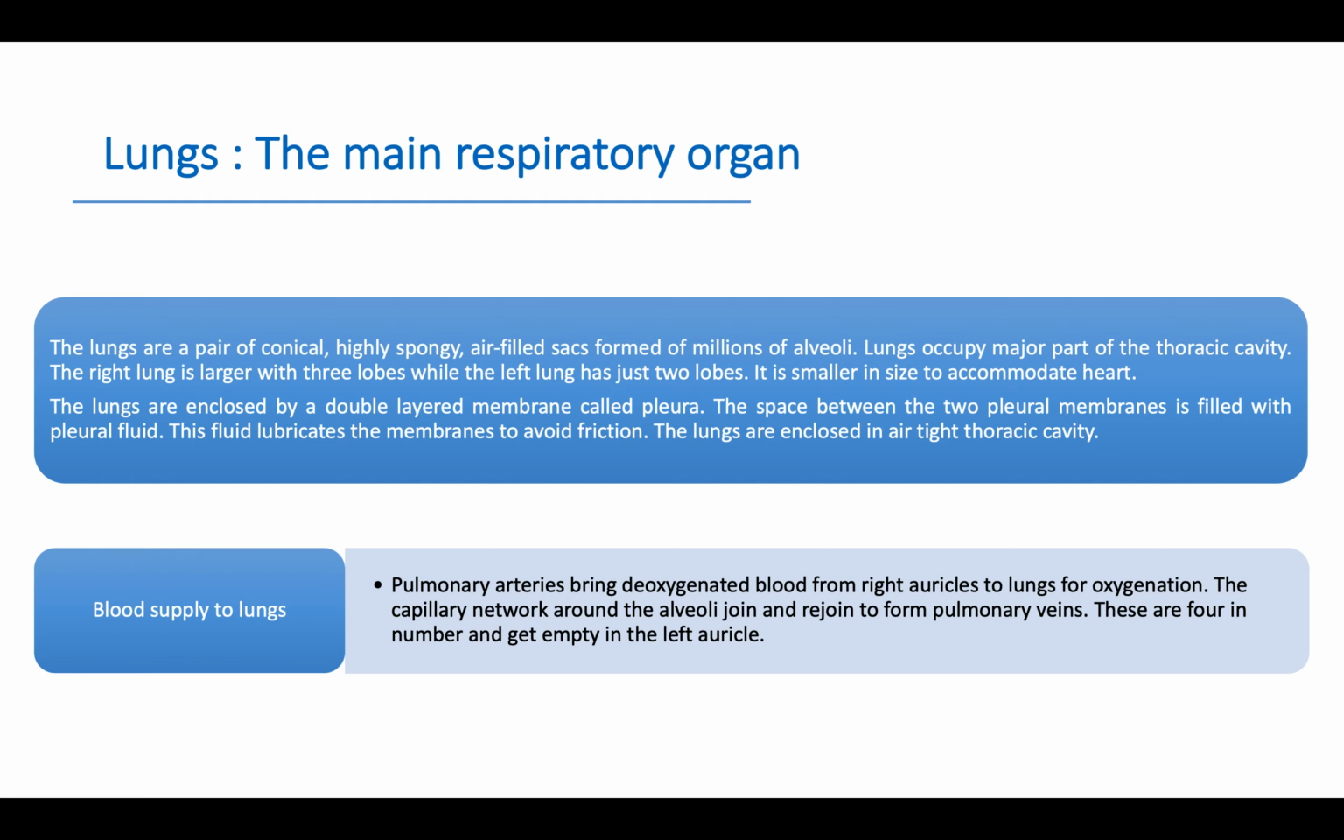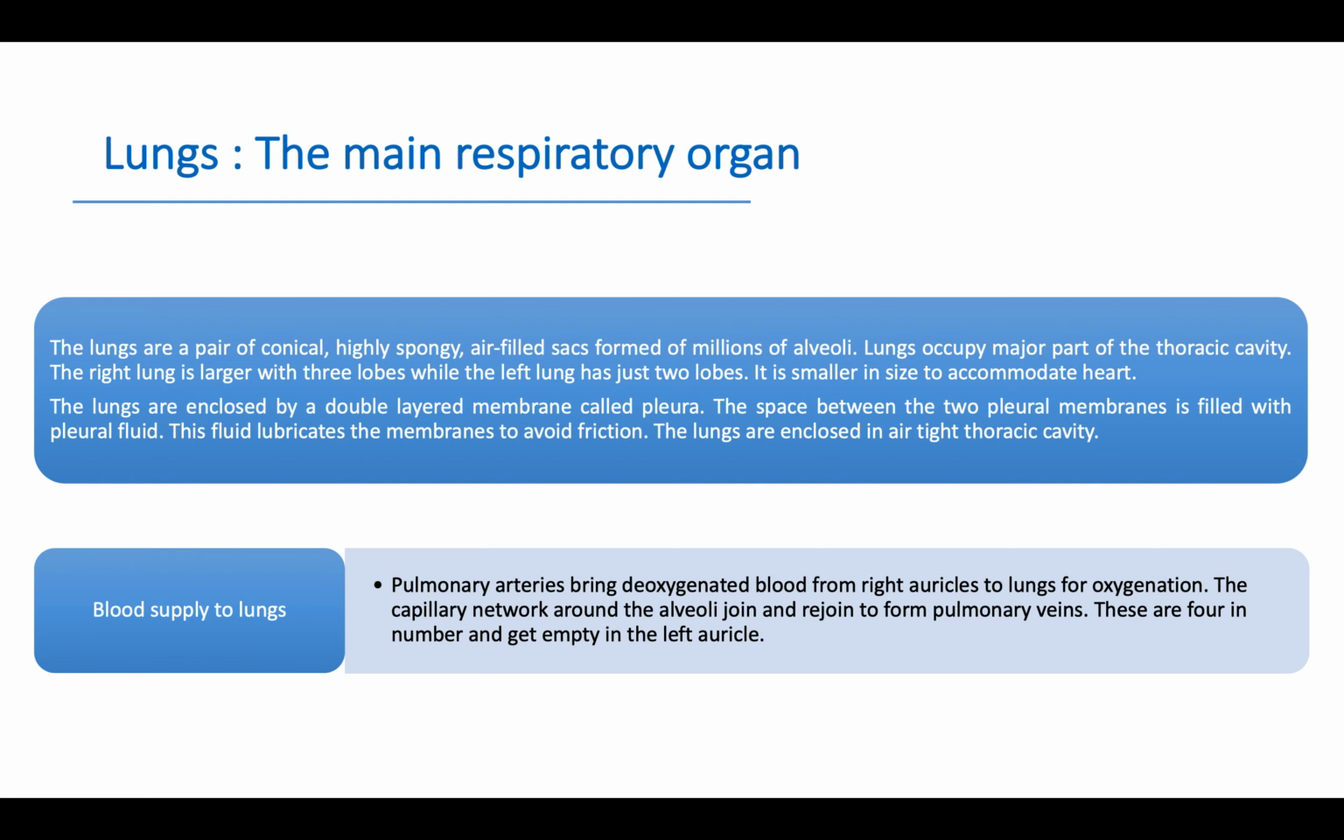Lungs, the main respiratory organ. The lungs are a pair of conical, highly spongy, air-filled sacs formed of millions of alveoli. Lungs occupy a major part of the thoracic cavity. The right lung is larger with 3 lobes, while the left lung has just 2 lobes. It is smaller in size to accommodate the heart.